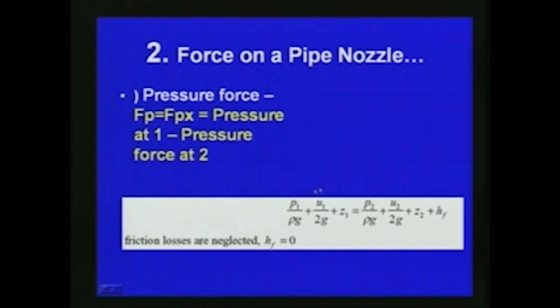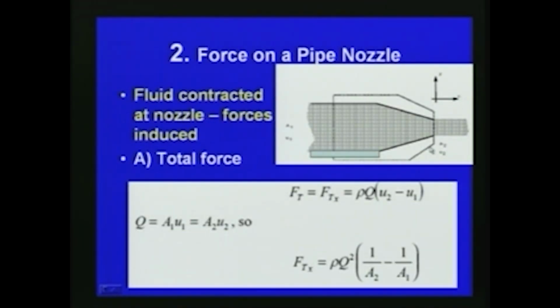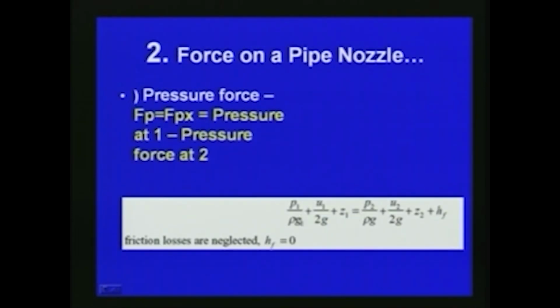So, by using the energy equation or Bernoulli's equation, we can write with respect to section 1 and section 2: P1/ρg + U1²/2g + Z1 = P2/ρg + U2²/2g + Z2 + Hf. Here Hf is the loss due to friction. If we neglect the friction losses, then Hf is equal to 0.